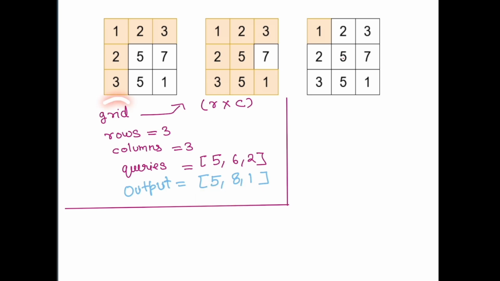So we are given a grid, right? And the grid is having the dimension of R into C. R is the number of rows, which is 3 in this case, and C is the number of columns, which is also 3 in this case. Now, the next thing is, let us understand for 5, how can we get the answer?